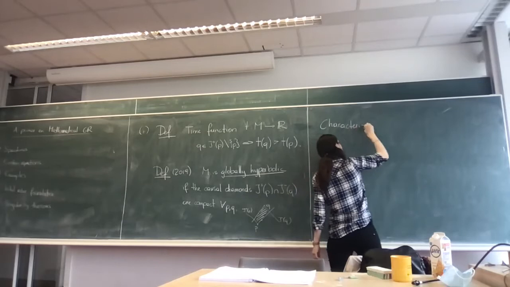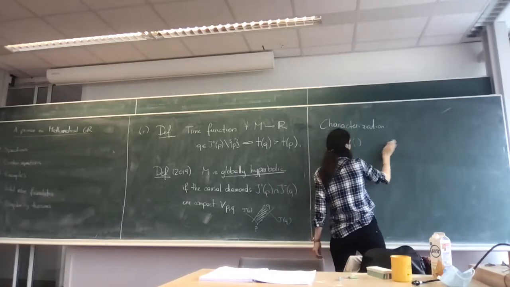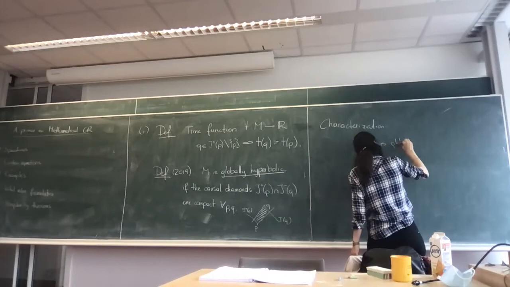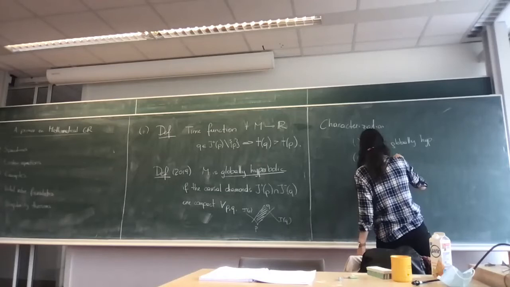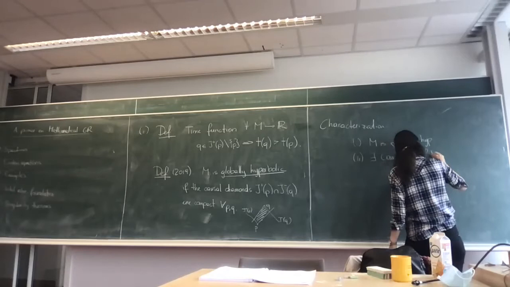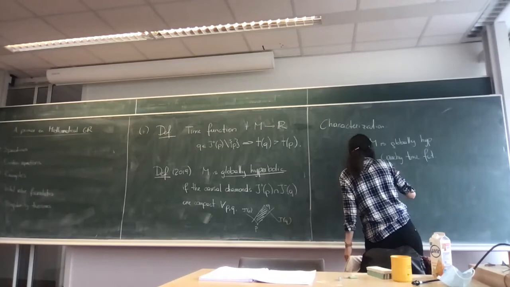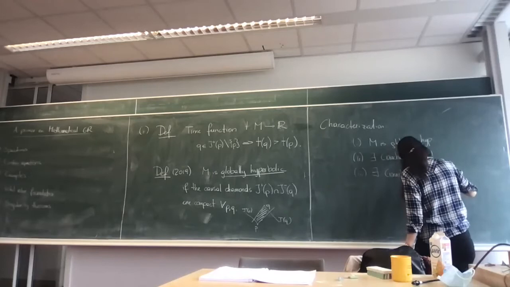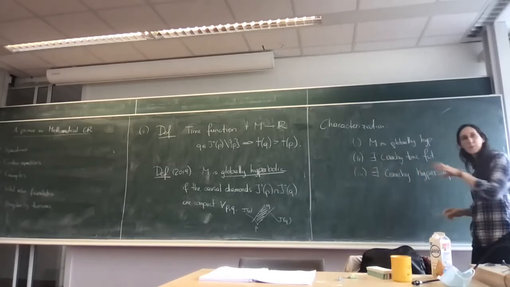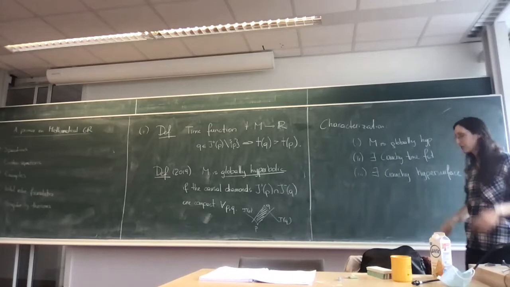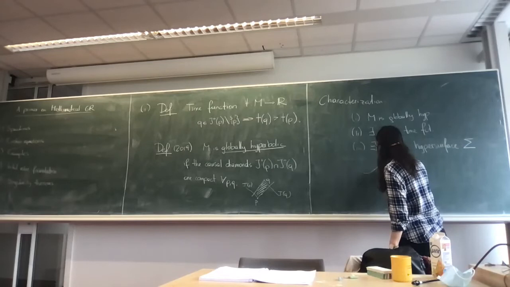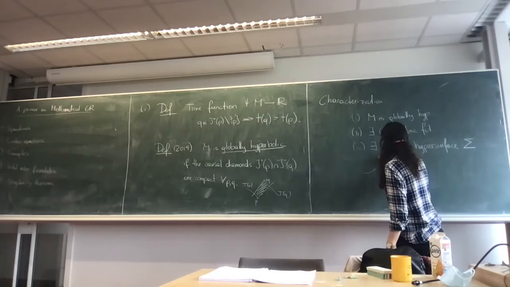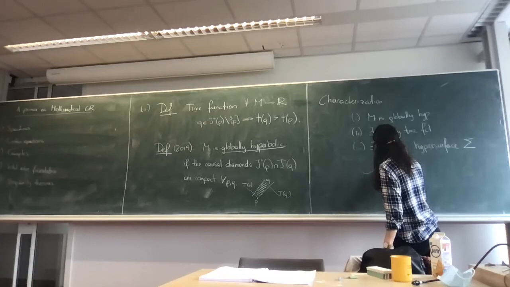The following three are equivalent: that M is globally hyperbolic; there exists a Cauchy time function, which is a special time function, in the sense that there exists a Cauchy hypersurface. So essentially, a Cauchy time function is a special time function so that the level sets of that time function are Cauchy hypersurfaces. If I call this Sigma, they're acausal hypersurfaces, so the points cannot be causally related, and they are intersected by every inextendible causal curve exactly once.